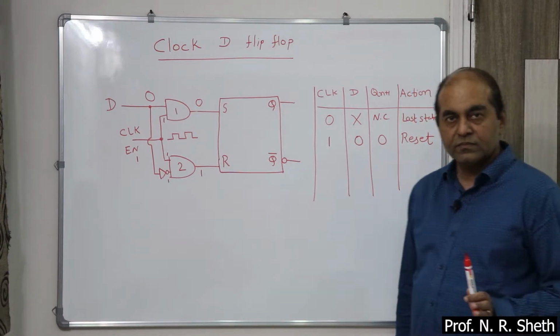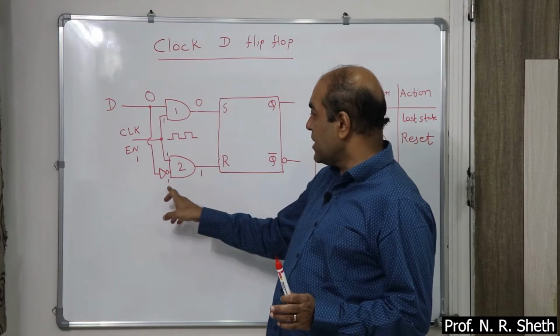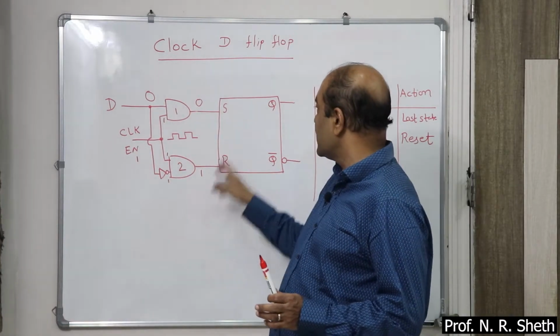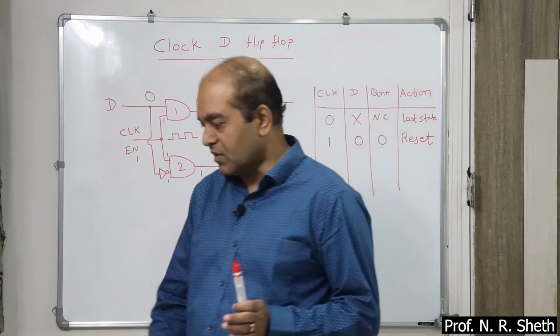Clear? Clock is available, D is 0, so this one is 0, D bar is 1, so this is 1. So 0, 1, so the flip-flop is in reset state. Okay.